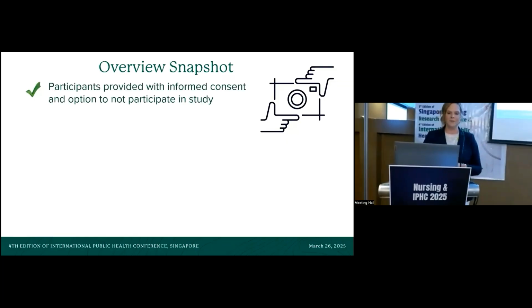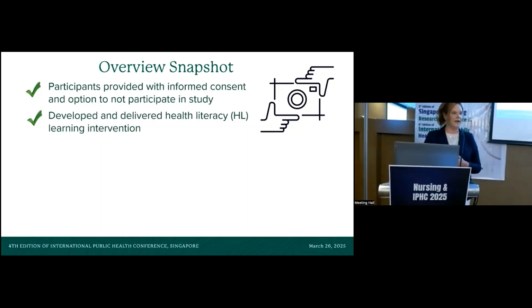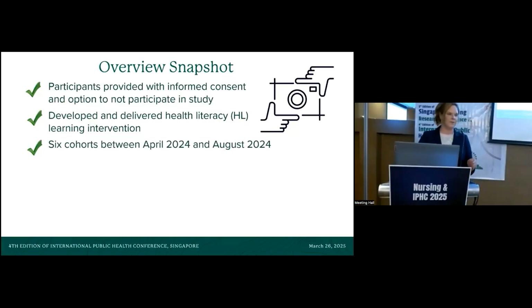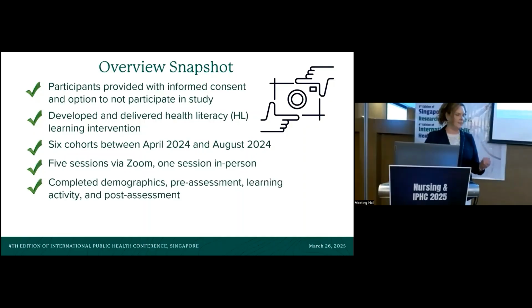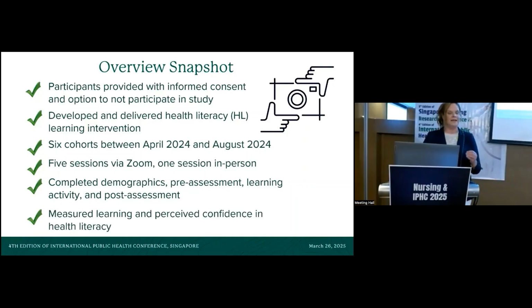So again, participants were provided with informed consent. I developed and delivered a health literacy intervention to this group. There were 6 cohorts between April and August of 2024. 5 sessions were delivered via Zoom, as we're doing today, and 1 session was in person. I collected demographics, did a pre-assessment, did the learning intervention, and then a post-assessment. And I intentionally measured learning and perceived confidence in health literacy.